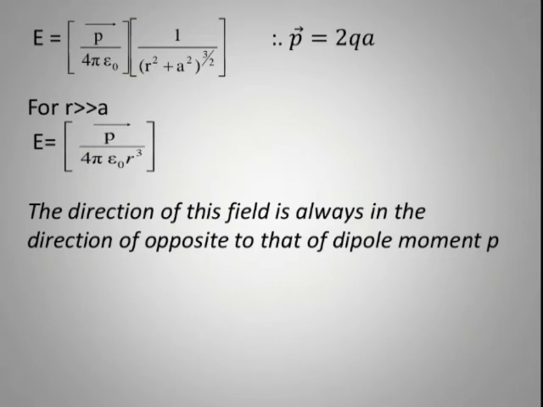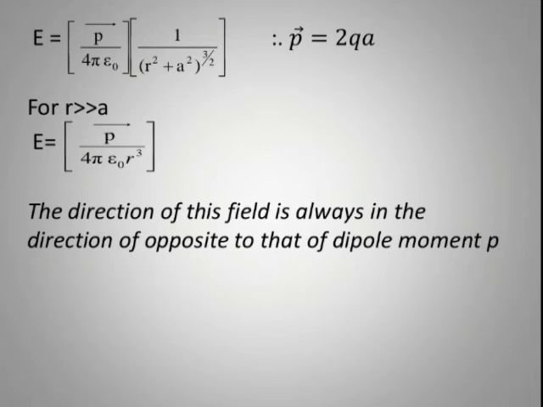Hope I have made it very clear what is meant by the equatorial point and how to derive the electric field due to a dipole at that point, the equatorial point. And this is how you are supposed to derive an expression for the electric field at an equatorial point.